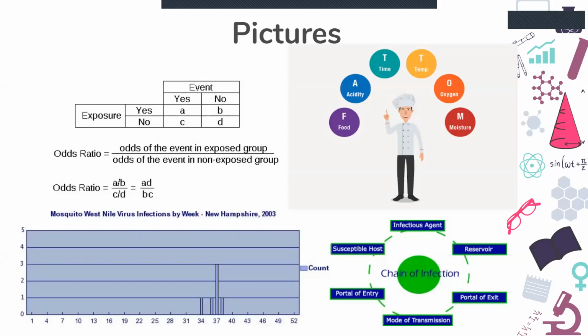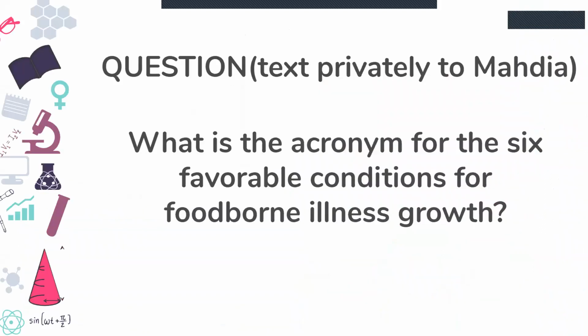And then below that is the chain of infection, which starts out with infectious agent, and then it grows somewhere, and then it exits and is transmitted by a mode of transmission, and then it enters a host and it starts to infect you. So make sure you know these pictures, and then we have a little question for you guys to answer. So make sure you guys text it privately to Madia. So the question is, what is the acronym for the 6 favorable conditions for foodborne illness growth?